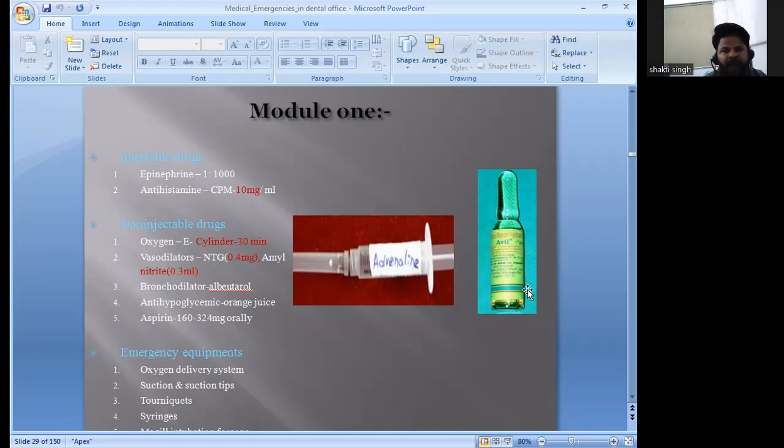bronchodilator, anti-hypoglycemic such as orange juice, and aspirin, which can be given 160 to 324 mg orally. Then the emergency equipment are the oxygen delivery system, which you will see in a further image, suction and suction tips, tourniquets, syringes, and McGill intubation forceps.